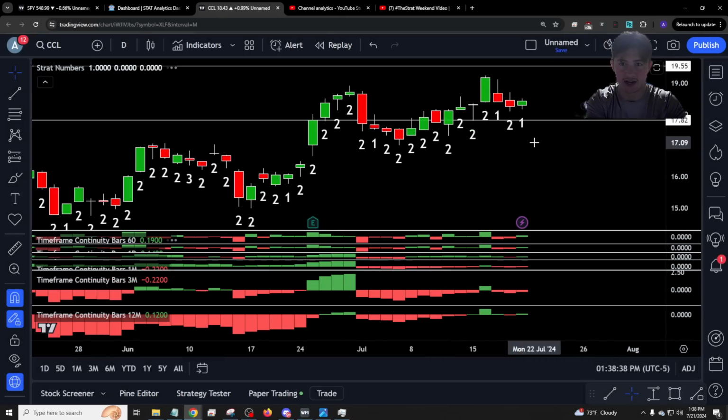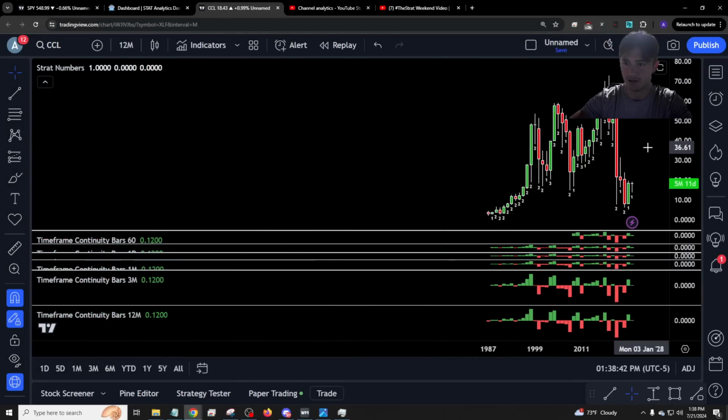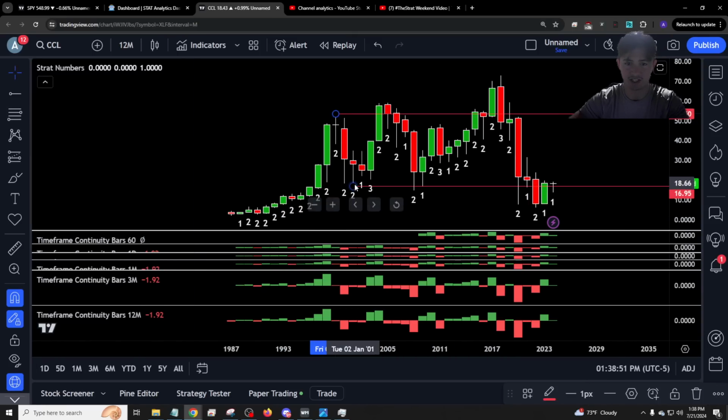If we go to something like CCL, show you another way. Another way to do this is using levels of reclaim. So just understanding, notice this 2-2 reversal here, these bars from this high to this low go outside of this bar. These are levels of reclaim.